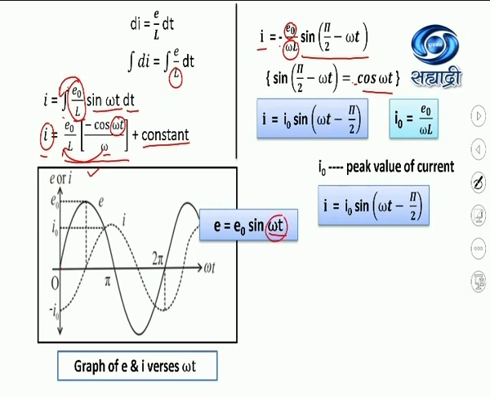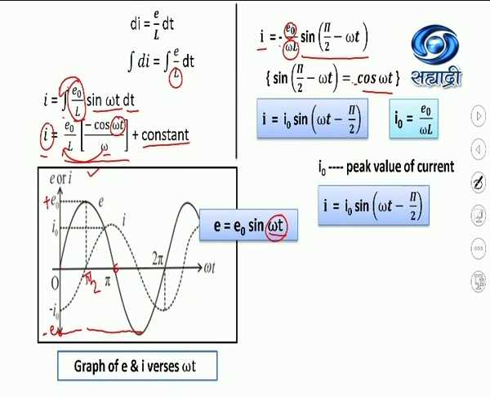Next, when omega t is equal to pi by 2, sin pi by 2 is plus 1 into E naught, plus E naught. So for phase pi by 2, we have the peak value of the EMF, that is plus E naught. Next, phase is equal to pi. At that time sin of pi is 0, so EMF will be 0. Next is 3 pi by 2, sin 3 pi by 2 is minus 1 into E naught, minus E naught, and that is the peak value of the EMF, that is minus E naught. It is the peak value but in the opposite direction. And when omega t is 2 pi, then the EMF is equal to 0.